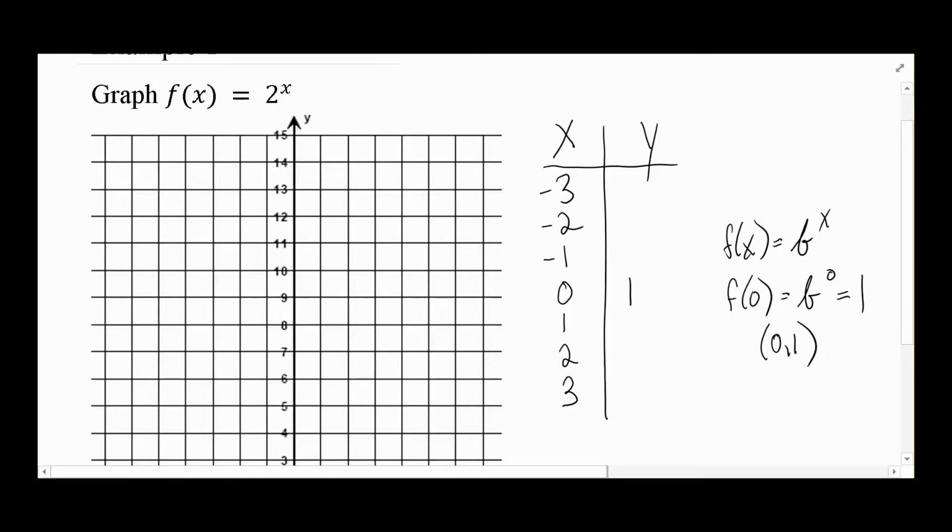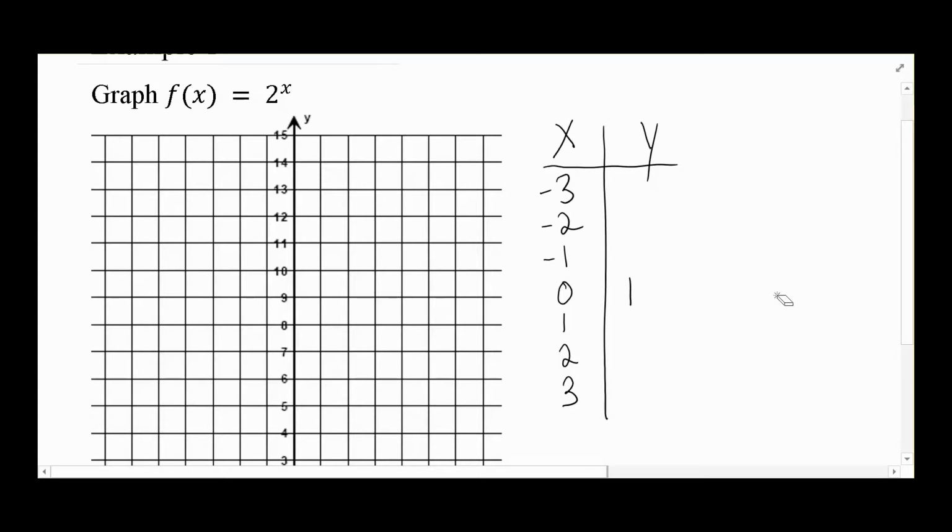So unless we've done some shifts left, right, up, or down, that kind of thing. But as long as there's no shifts, as long as we're looking at an exponential function of the form b to the x, (0, 1) is always going to be on the graph. And all that's really saying is anything to the 0 power is 1. It kind of goes back to that rule. So that's kind of cool anyhow.